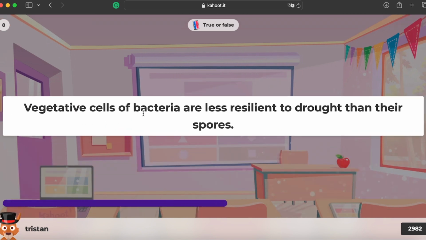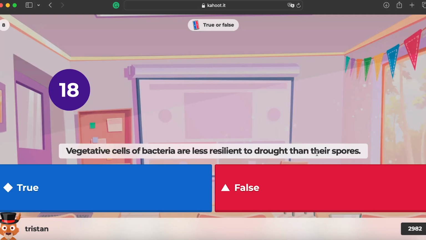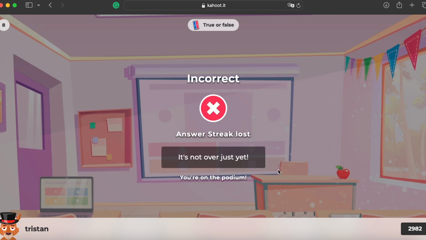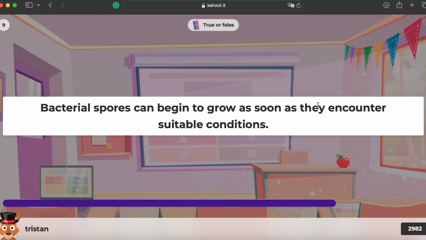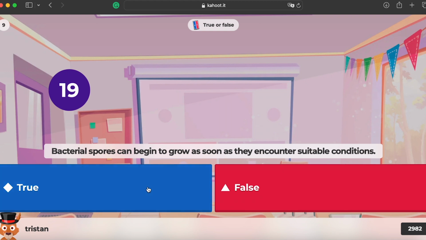Vegetative cells of bacteria are less resilient to drought than their spores. Wow, this is difficult. This requires some knowledge actually, so I may choose false. Yeah, I know it. It's wrong. Bacterial spores can begin to grow as soon as they encounter suitable conditions. I think so.